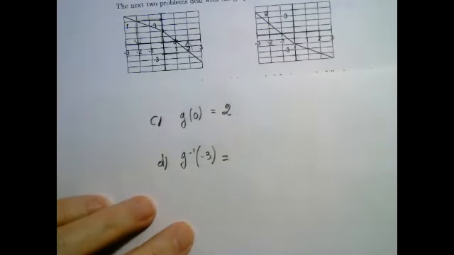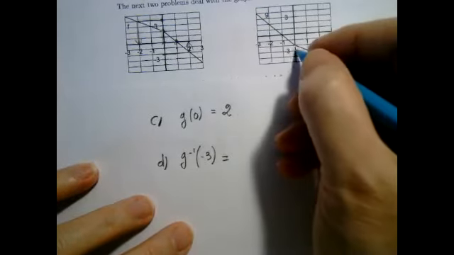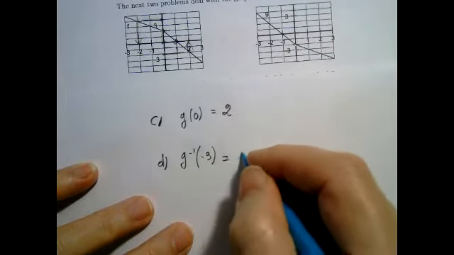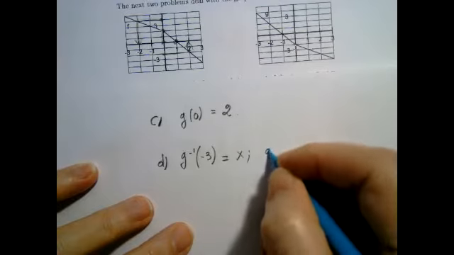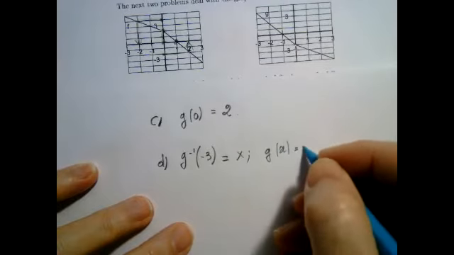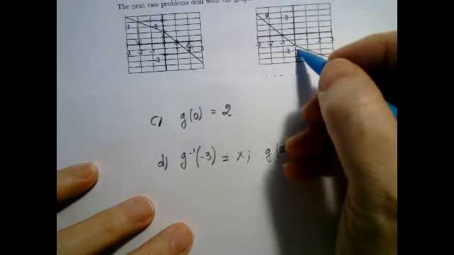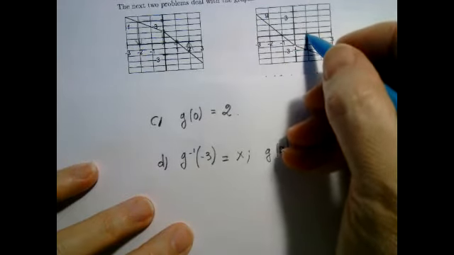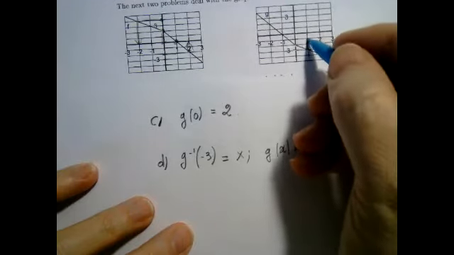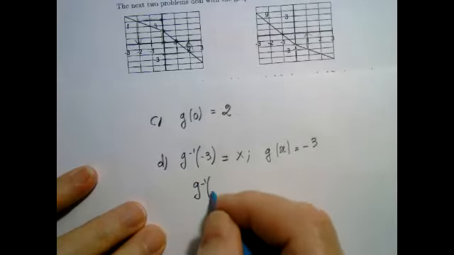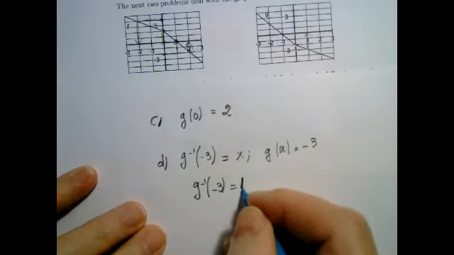What's G inverse of -3? I have an answer. Do you agree with your answer? Yeah. So G inverse of -3, it means -3 now is an output. So G inverse of -3 is the number x such that G of x is -3. That's really what it is. So I'm looking for the input with output -3. This is -3. This is going to be 1. Okay, so G inverse of -3 is equal to 1.